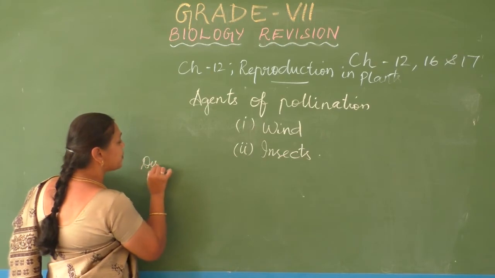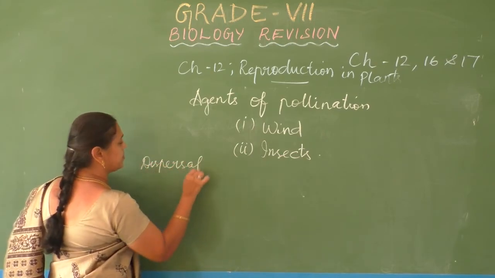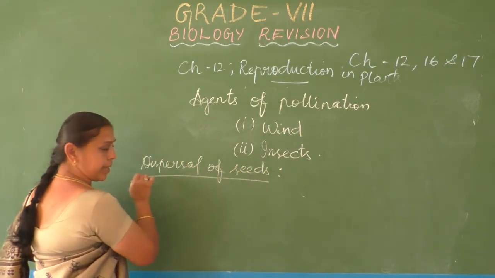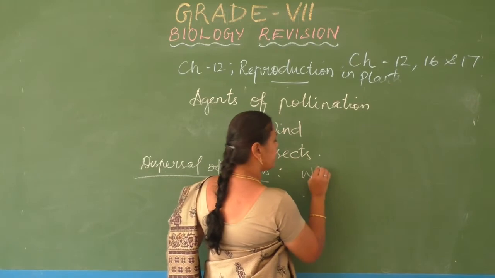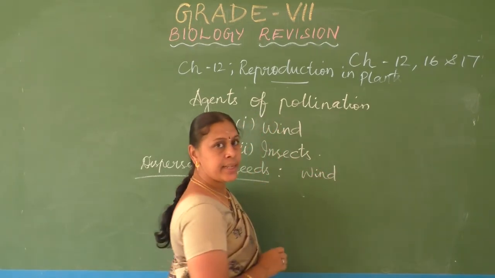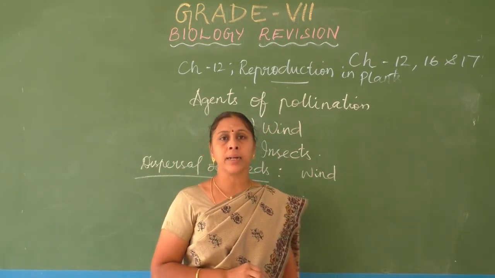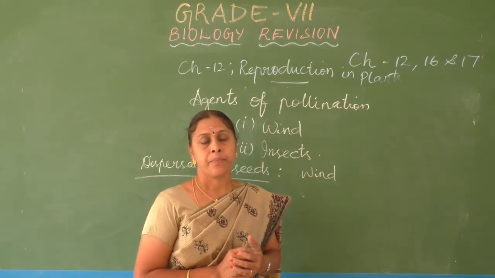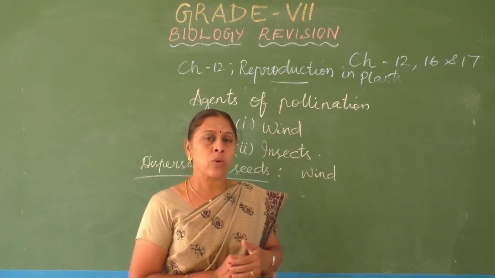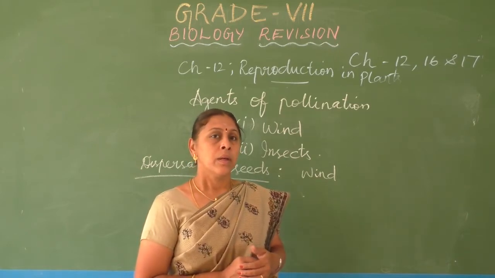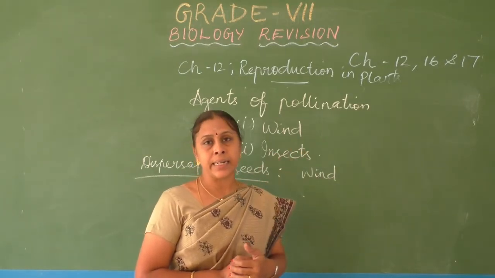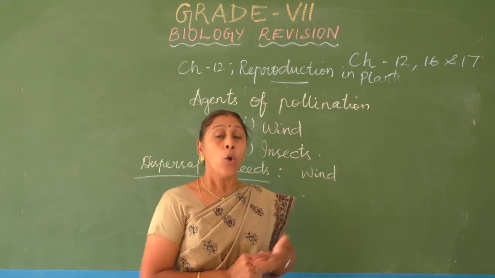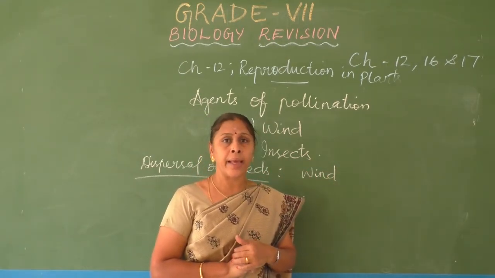Next one, dispersal of seeds. Dispersal of seeds takes place through wind. In some cases like drumstick and maple, the seeds will have wings, so they will be very light also. They will be carried away by the wind, moving from one place to another. Why must seed dispersal be there?